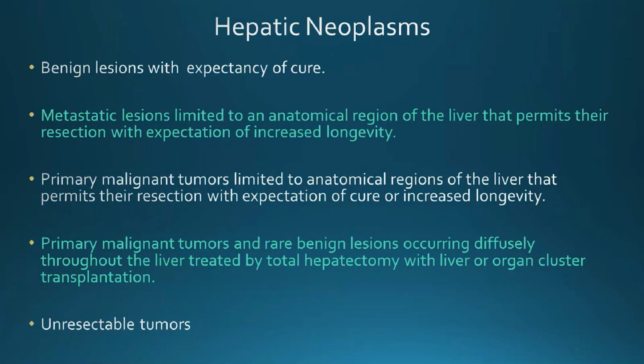limited to an anatomical region of the liver that permits their resection, with the expectation of increased longevity. Primary malignant tumors also are limited to anatomic regions of the liver that permit their resection with expectation of cure or increased longevity. Primary malignant tumors and rare benign lesions occurring diffusely throughout the liver are treated by total hepatectomy with liver or organ cluster transplantation, and we also do have unresectable tumors.